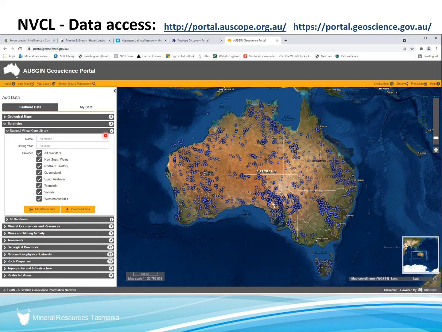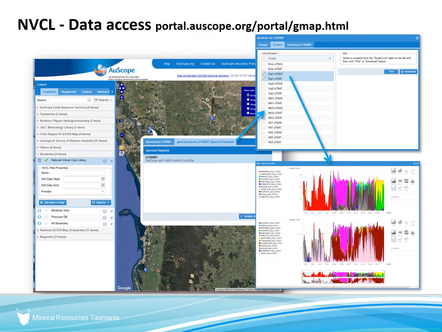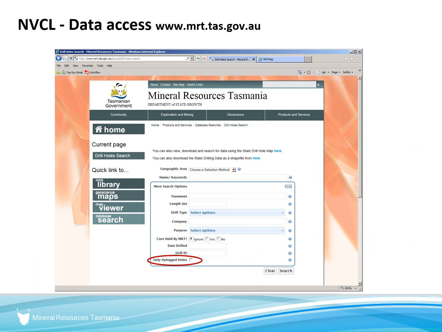Finally, 1 minute on where you get all this information from, the NVCL. This is the data access either through the Oscope or through the OSGen, selecting the National Virtual Core Library and turning on all the nodes. You can get pictures of drill holes, you can look at analyses, and you can download entire data sets from Mineral Resources Tasmania and other state agencies. You can go and use their own databases to try and find which holes have been HyLogged.